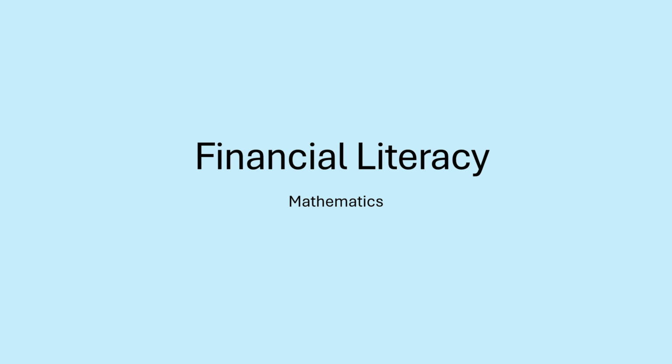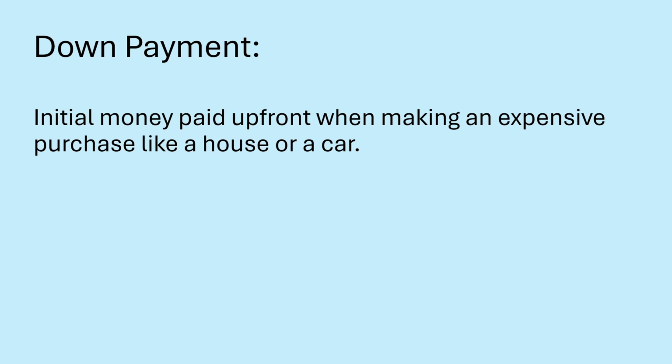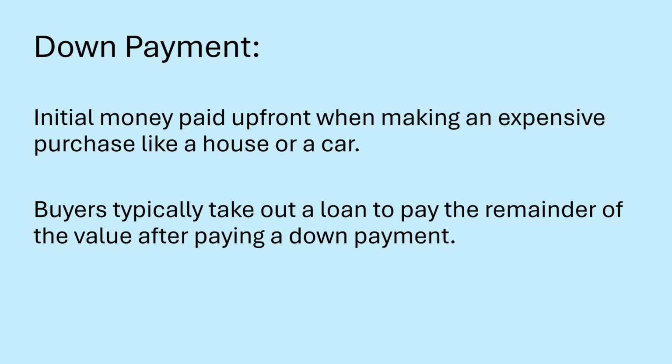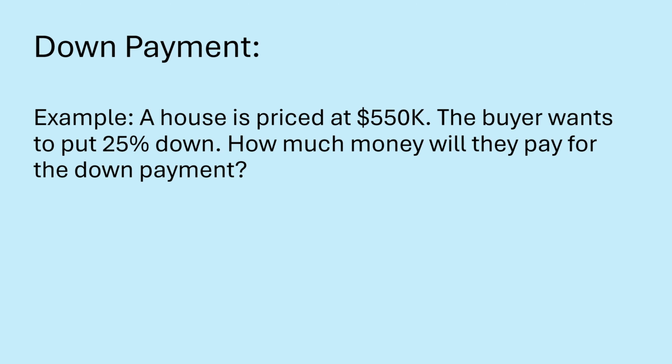In this video, I will cover financial literacy, down payment. Initial money paid up front when making an expensive purchase like a house or a car. Buyers typically take out a loan to pay the remainder of the value after paying a down payment. Down payment example: a house is priced at $550,000.